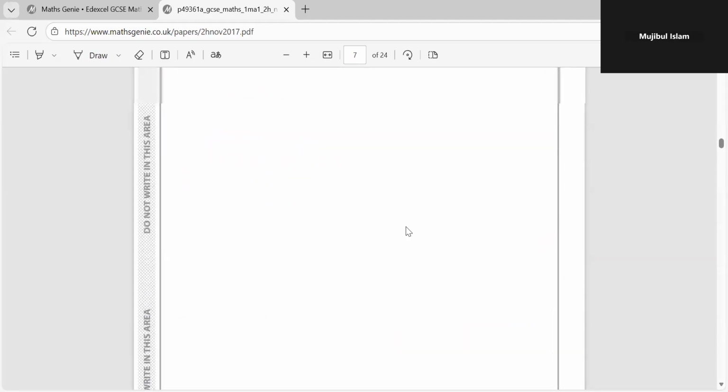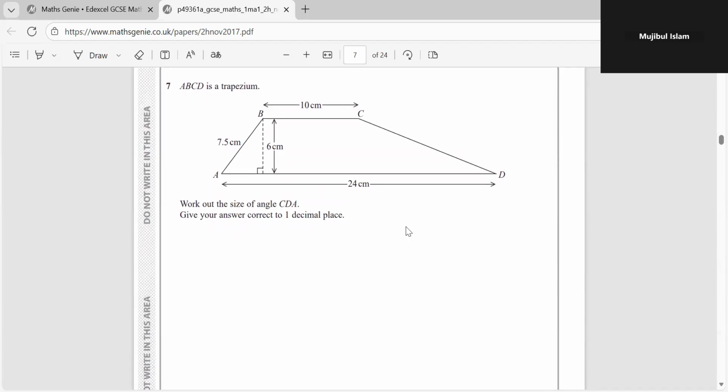And you can see this is a 5-mark question. Normally we've had so far 2-mark questions. This is now 5 marks. So big jump.